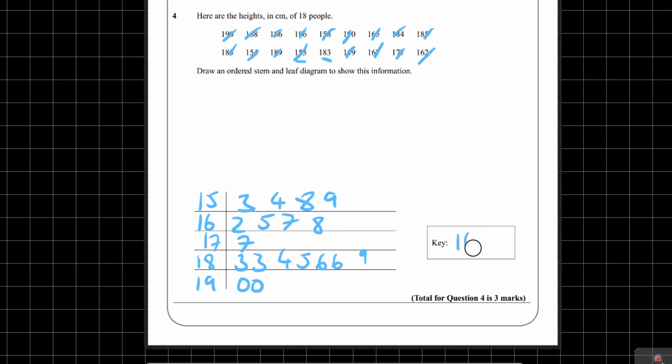Then you just put a key, so you can put 16 | 2 is equal to 162 centimetres, using whatever units the question was looking for, and that's your answer to number 4.